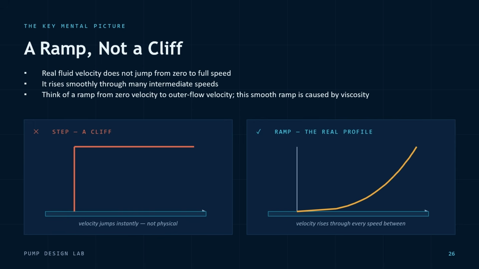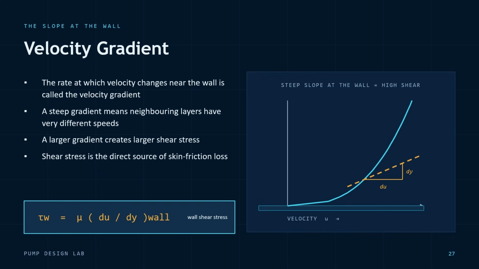The shape of this ramp is not only visual. Its slope has a direct physical meaning: shear stress. Velocity gradient. The steepness of this velocity ramp is called the velocity gradient. Near the wall, the gradient can be very large because velocity rises from 0 over a small distance. This gradient matters because wall shear stress is related to it. A larger velocity gradient generally means a larger friction force between the wall and the fluid.